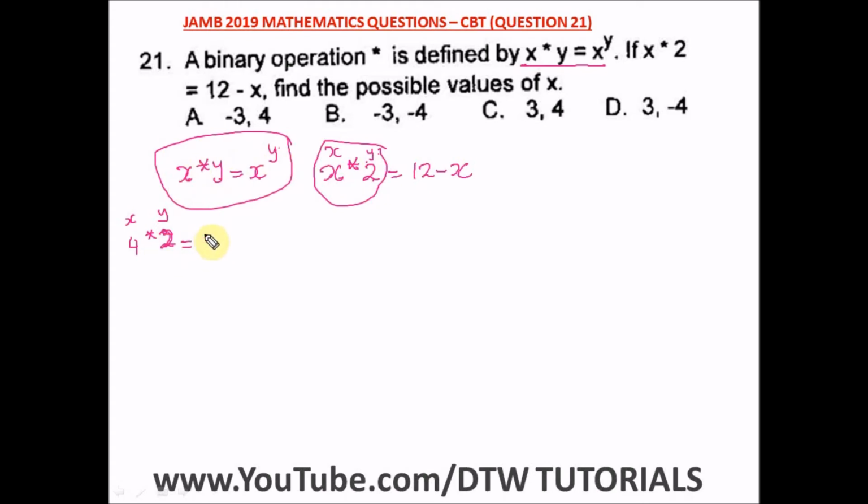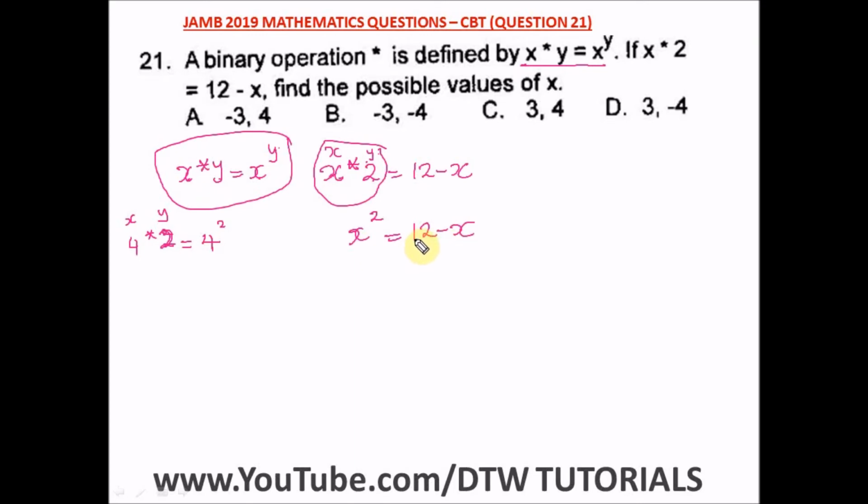So what do we have here? We are going to have 4 raised to power 2. But from our question, it says x. I'm just explaining this so you don't get confused. So here we have x raised to power y, which is x raised to power 2, from our binary operation being defined as this. So we have x raised to power 2 is equal to 12 minus x. We have to find the possible values of x.